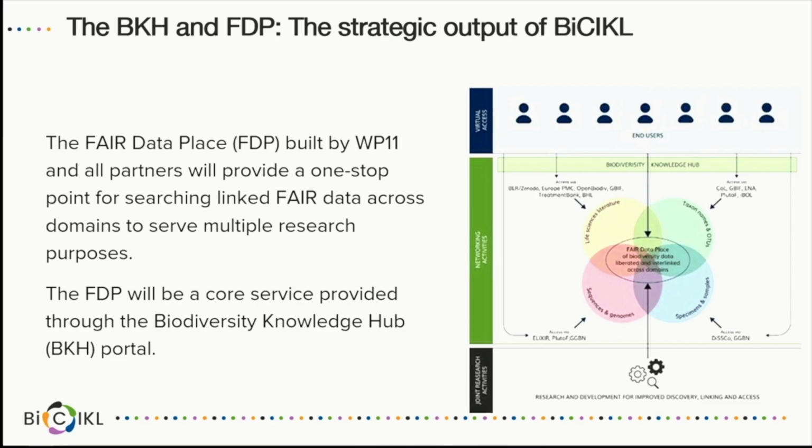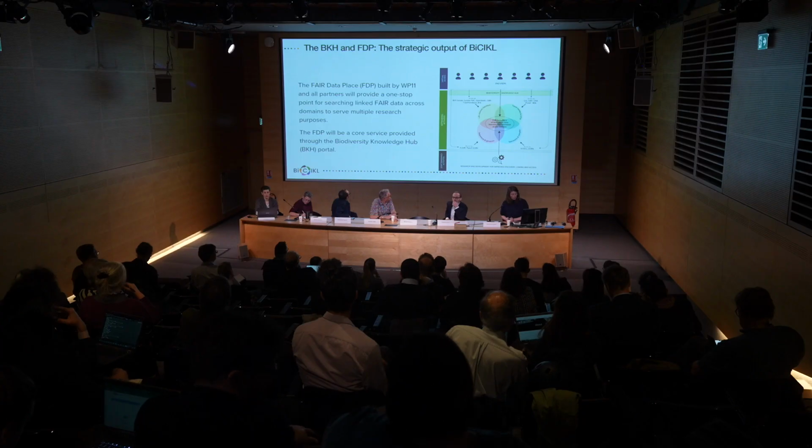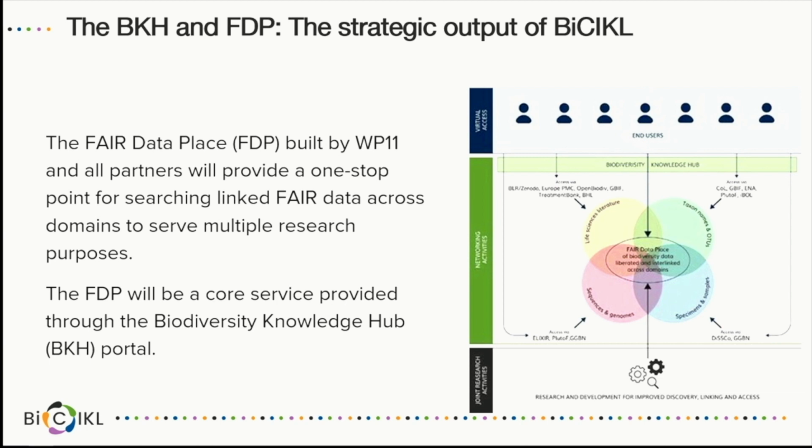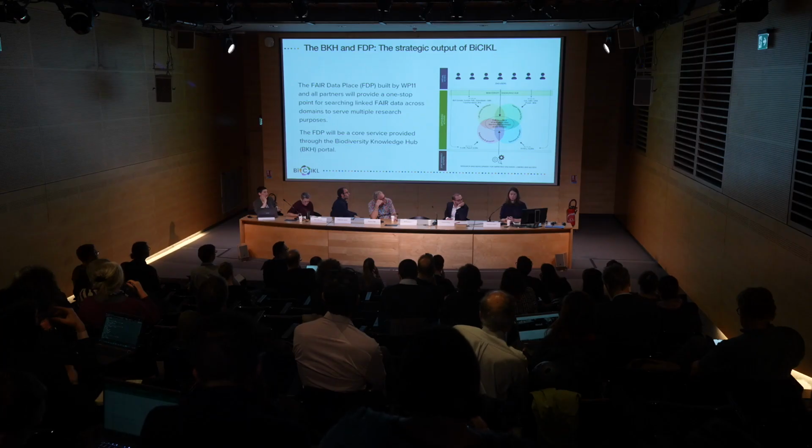So this is also a product, as we may call it: the FAIR Data Place. It will be built by work package 11, and all partners will contribute to it at one point. It will be the one-stop portal providing access to the project tools, services, and workflows. The FAIR Data Place, which we call FDP, will be a core service provided through the Biodiversity Knowledge Hub. It's the key product of the project, and it's also the main challenge of BiCIKL. It's now under construction.